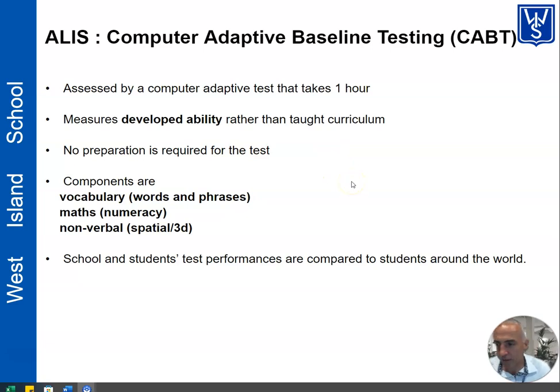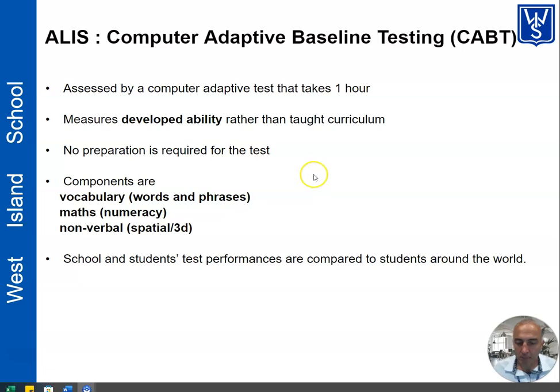As I said, the three areas are vocab, maths, and the third area is non-verbal. So if you think of students, how they collect and analyze information, some will be in verbal form, written form, some will be in mathematical form, and others will be things like charts and diagrams. So that's the non-verbal or spatial awareness.